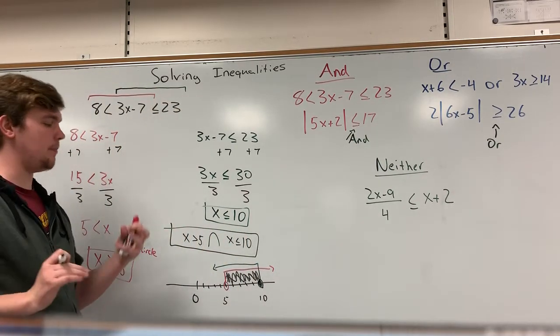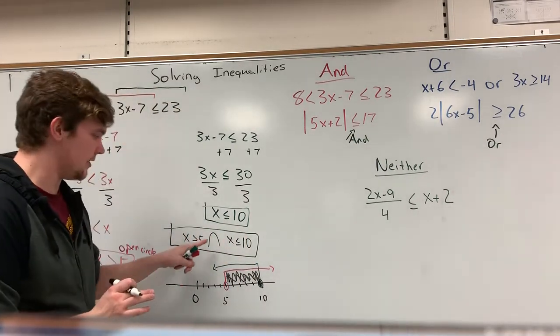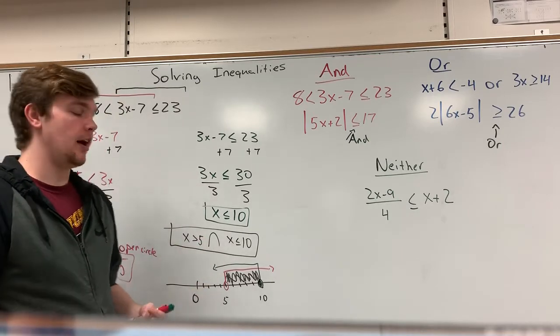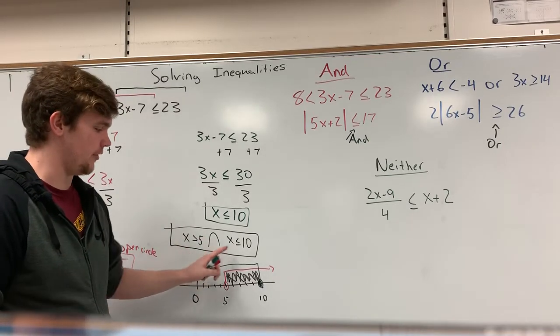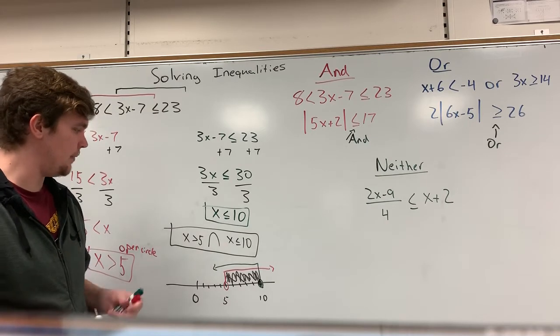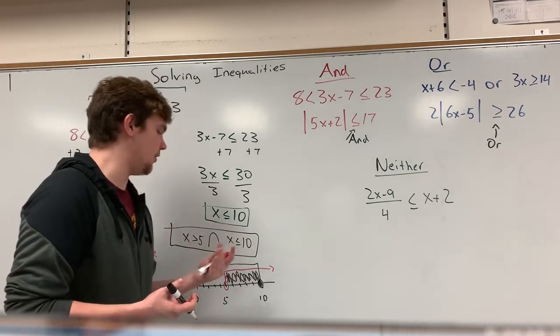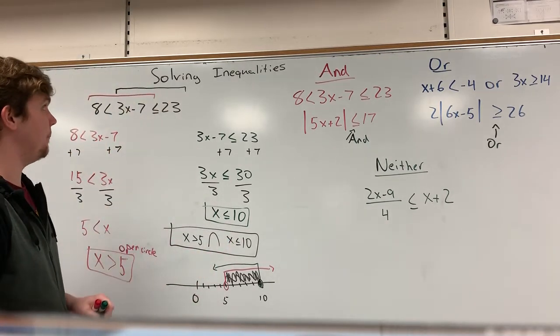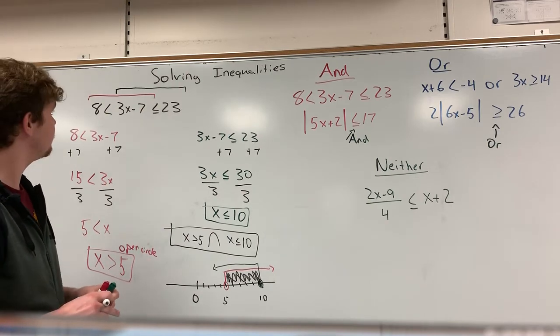If you wanted to combine that onto one line without using the intersection, you very well could. However, I think this is pretty sufficient for Algebra 2. Okay, and so that's a nice example of using an and inequality.